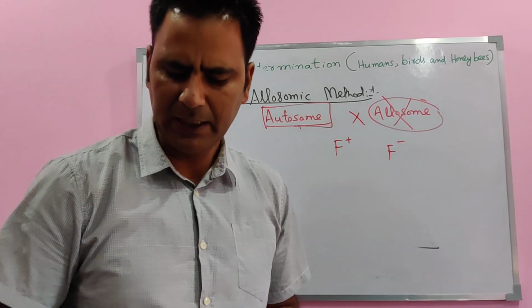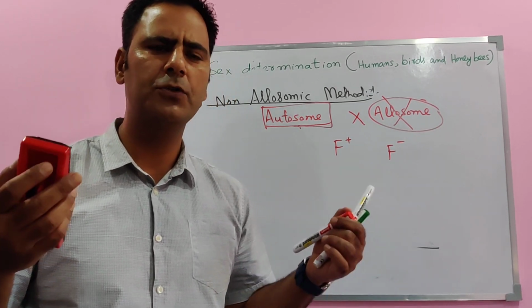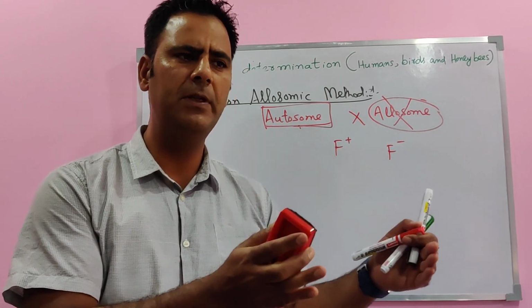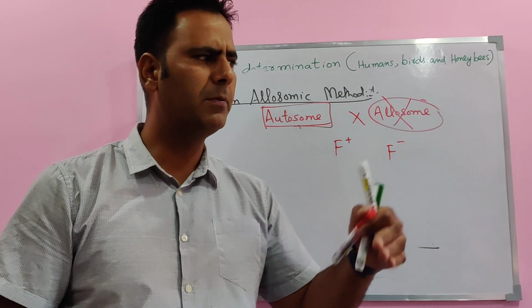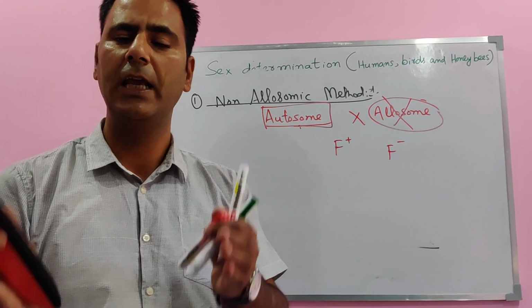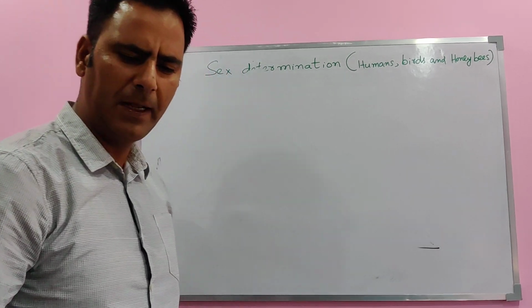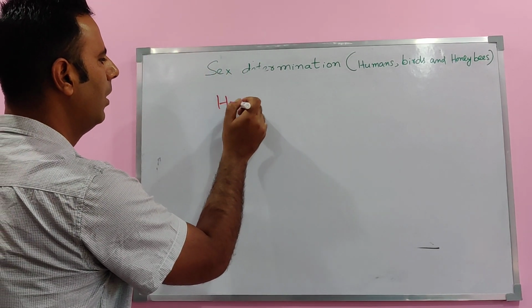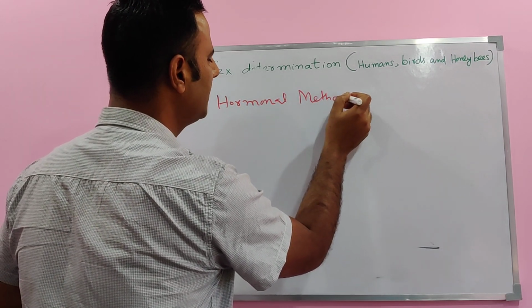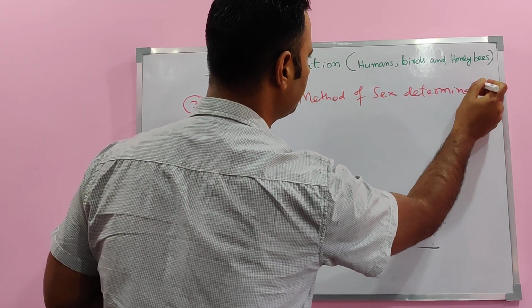Similarly, in maize, the sex chromosomes are absent, but we have autosomal genes, and one of the autosomal genes will determine the formation of the male inflorescence, and one of the autosomal genes is responsible for determining the female inflorescence. This is the non-allosomic method. The third method is the hormonal method of sex determination.